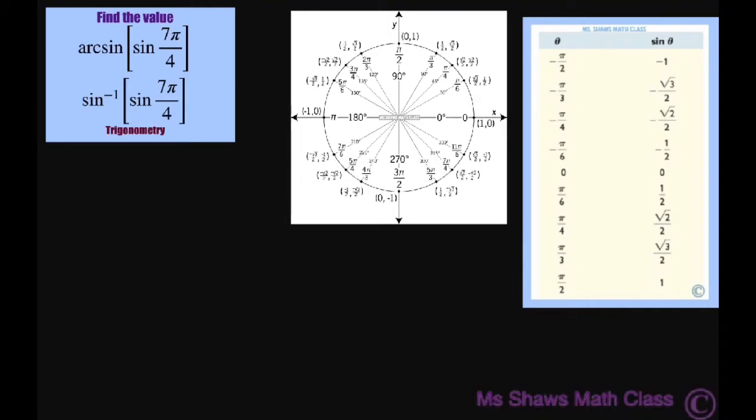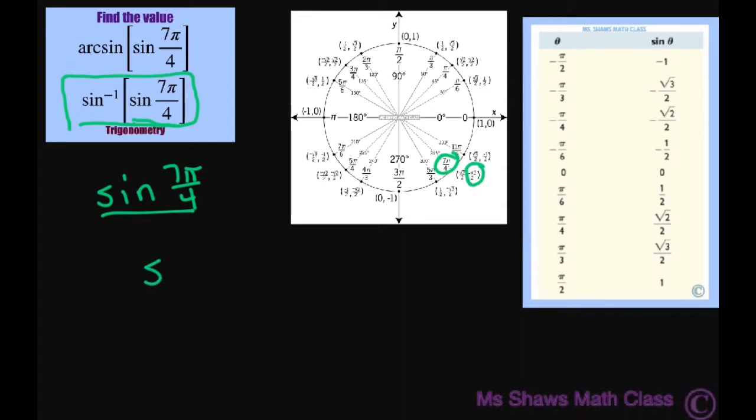I'm going to do this in two different ways. So I'm going to look at this piece first. When you have something with the inverse of a function, you always look at the inner function first. So if we look at sine of 7 pi divided by 4, sine is your y, so that's negative square root of 2 divided by 2. So substituting, we have inverse sine of negative square root of 2 divided by 2.